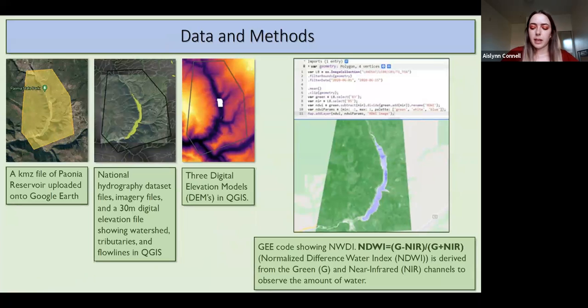So the first thing I did was obtain a KMZ file of my site location. And with this, I downloaded a shapefile from Google Earth, as well as a hydrography data set from USGS. And both of these were put into QGIS to observe the tributaries and watershed. I then obtained 3 DEMs, or 3 digital elevation models, for June, July, and October of 2020. And I viewed the elevation difference of the 3 in QGIS. And lastly, I used a Google Earth Engine code showing the amount of water present in the reservoir for different times throughout the year.